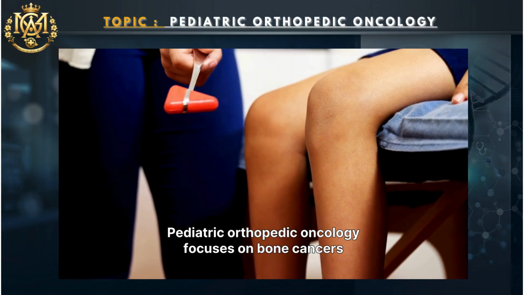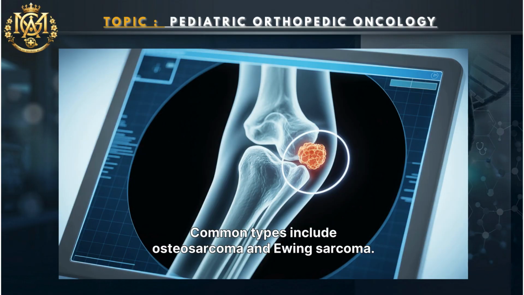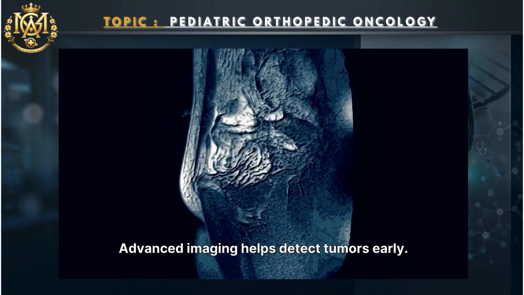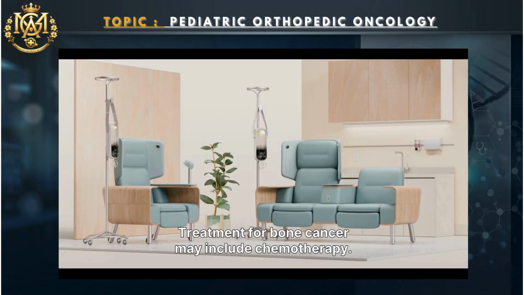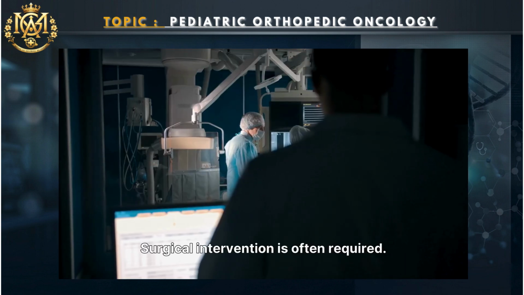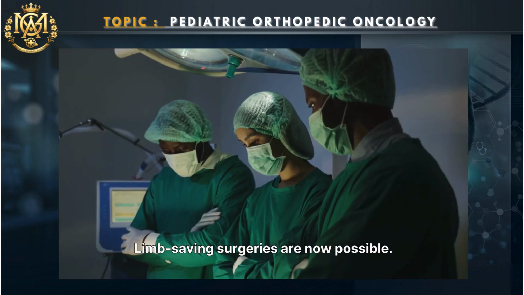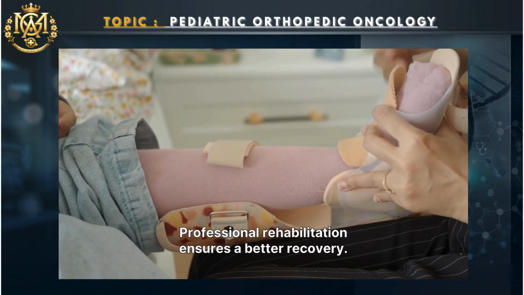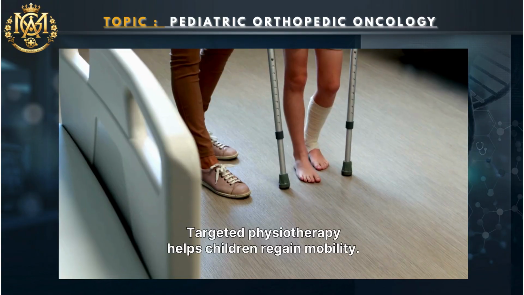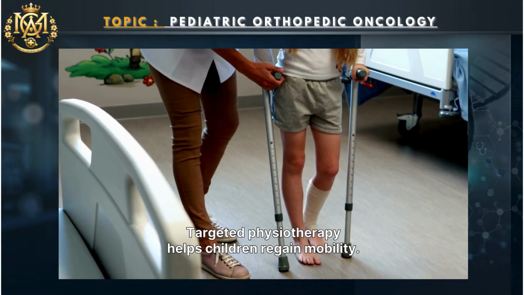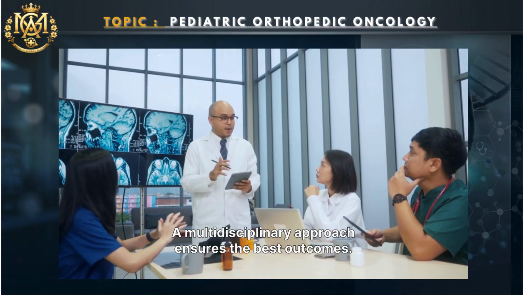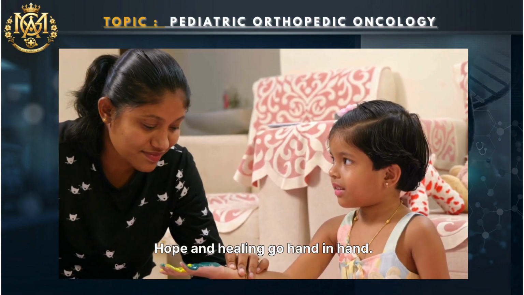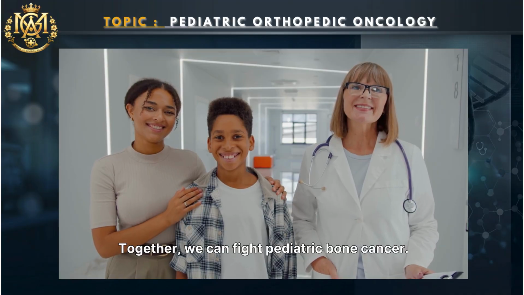Pediatric Orthopedic Oncology focuses on bone cancers in children. Common types include osteosarcoma and Ewing sarcoma. Advanced imaging helps detect tumors early. Accurate diagnosis is the first step toward treatment. Treatment for bone cancer may include chemotherapy. Surgical intervention is often required. Limb-saving surgeries are now possible. Professional rehabilitation ensures a better recovery. Targeted physiotherapy helps children regain mobility. With care, children can return to normal life. A multidisciplinary approach ensures the best outcomes. Hope and healing go hand in hand. Together, we can fight pediatric bone cancer.